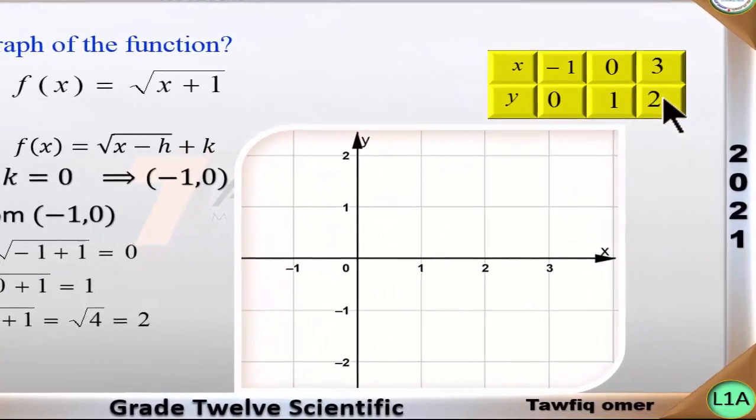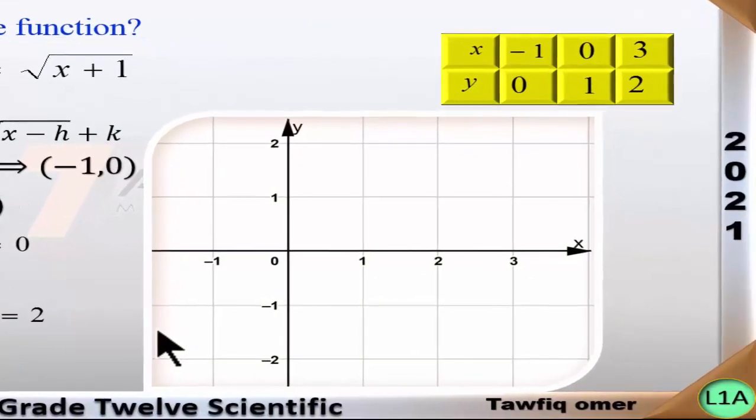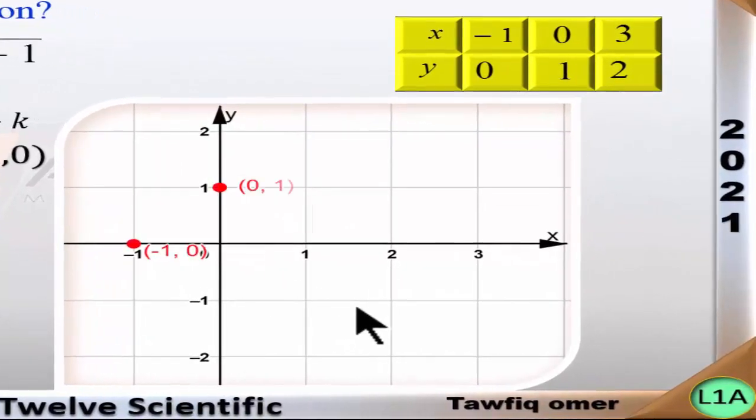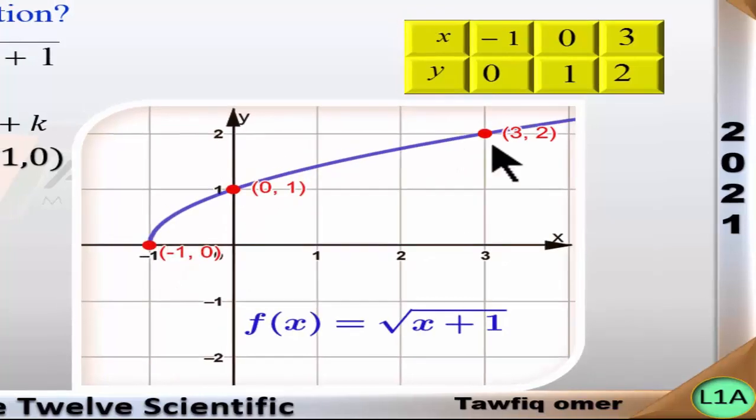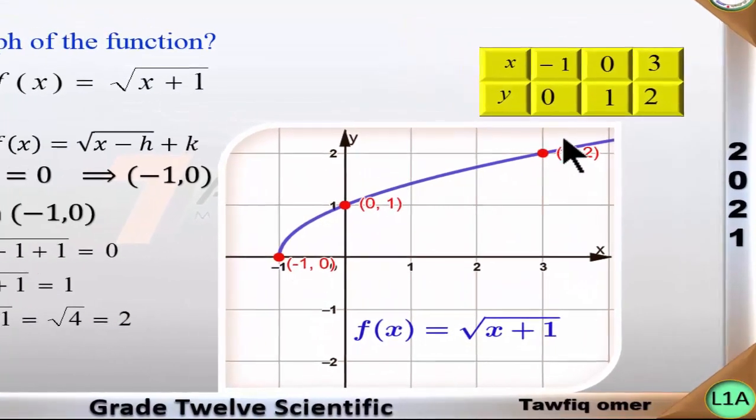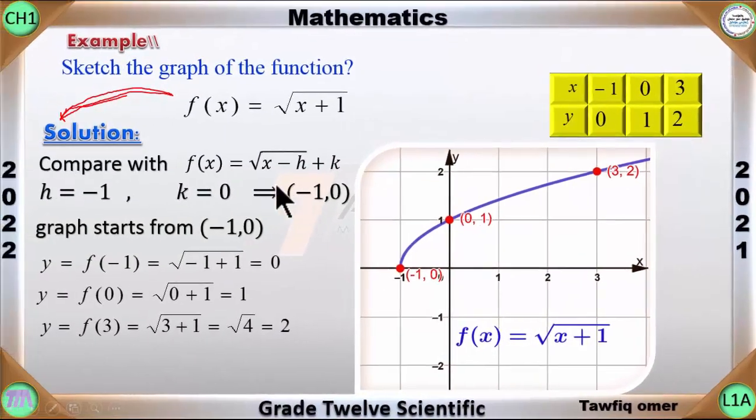Another point, 3, 2. And now plot the points on the coordinate plane. This is minus 1, 0. This is 0, 1. This is 3, 2. And draw the graph like this. This is the graph of the function f(x) equals square root of (x plus 1).